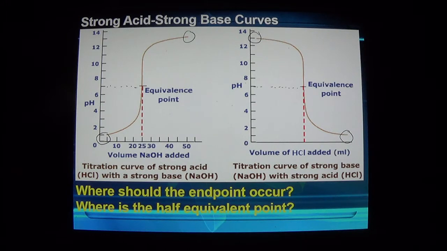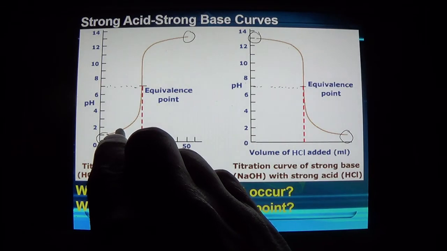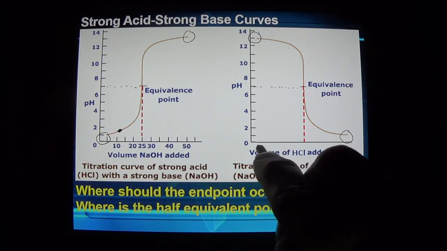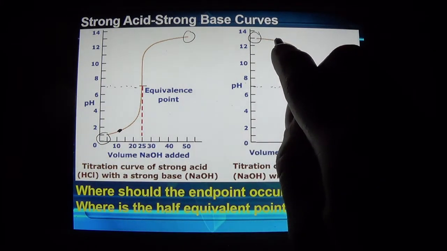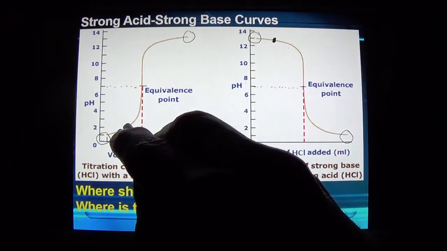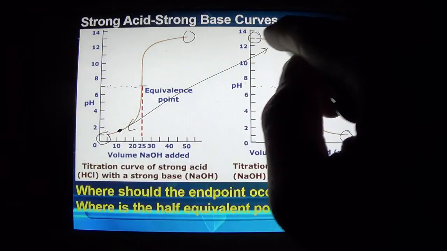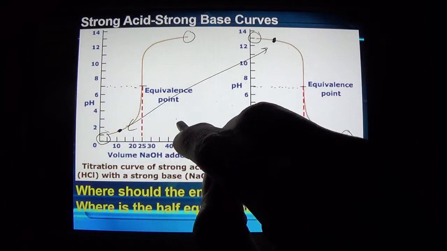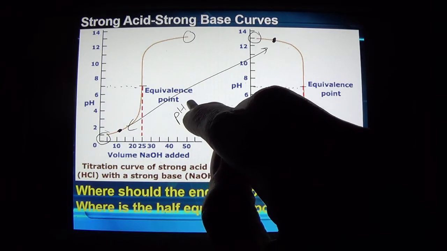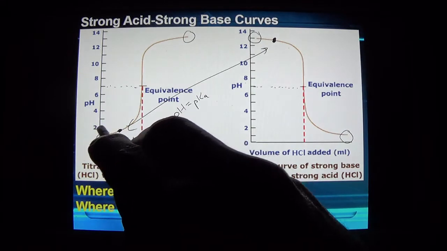Okay, well, check this out. It's by volume. So half of 25 is 12.5. It's like right there. And half of that is going to be like right there. So what's magical about these? Well, I can read the pH right off the side once I know those points. And here at the half equivalence points, the pH equals the pKa. So say here my pH is 1.5.